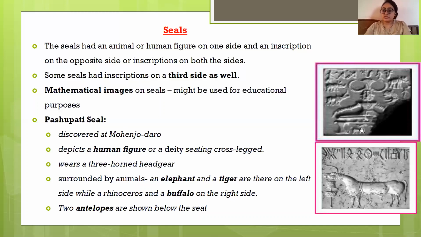Now, there is something visible below the seat as well. We can see some animals below his seat. There are 2 antelopes below his seat. So this is the depiction of this whole Pashupati seal.